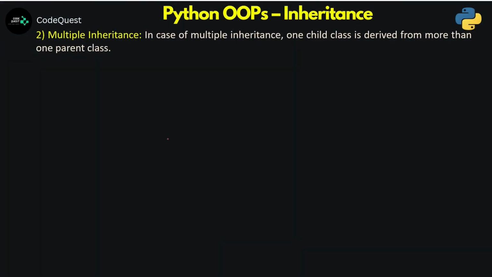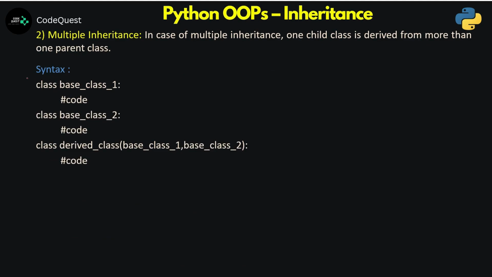Multiple inheritance, which is another category of inheritance. In case of multiple inheritance, as the name indicates, one child class is derived from more than one parent class. So a minimum of two parent classes will be there, and there will be one child class which is going to be inherited from two or more parent classes.